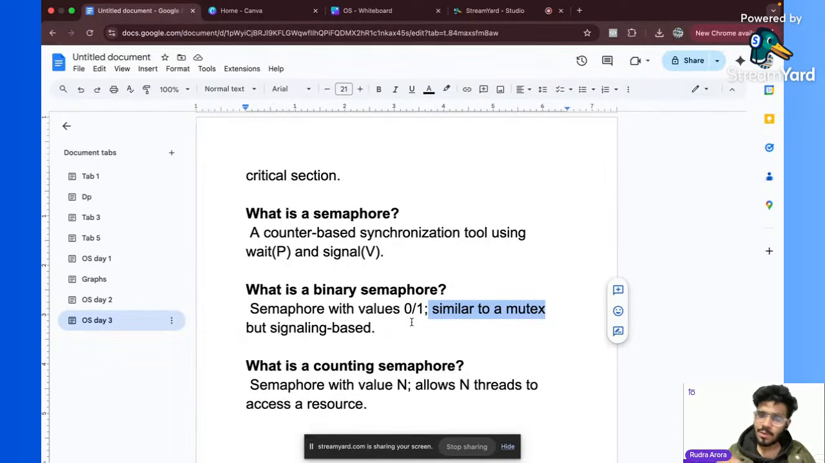But what is the difference between mutex and binary semaphore? Mutex is using lock and unlock condition, and here we are using wait and signal condition.